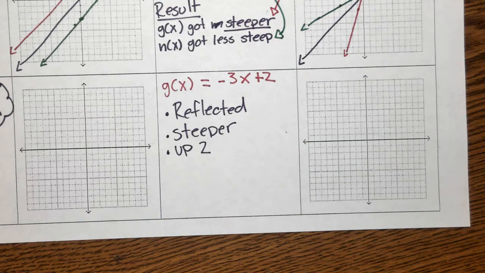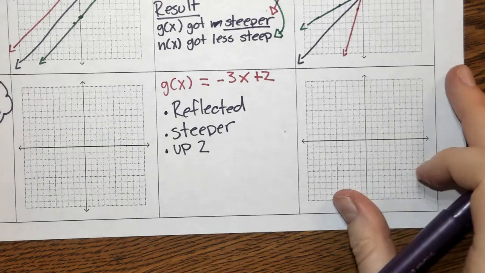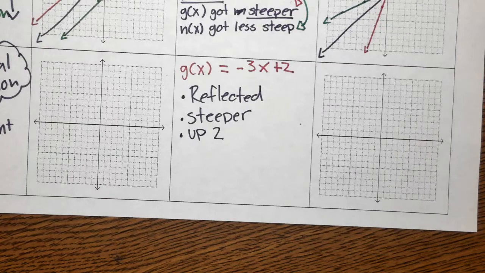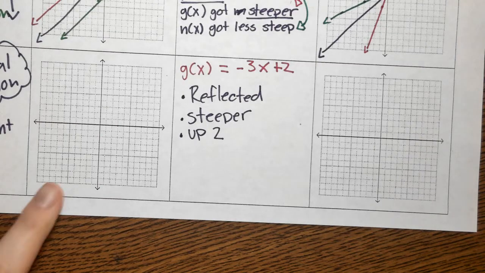That is it. So what we're going to do now is, in 2 seconds we're going to glue this in, but I want to take the notes in our journal before we do that. So go ahead and fold this in half and set it aside.